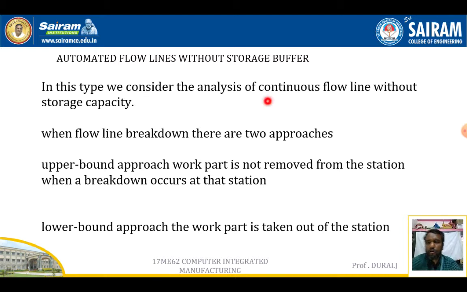Next come automated flow lines without buffer storage. Here two approaches are considered, the upper bound approach and the lower bound approach. Here the flow line itself acts as a buffer storage. In the upper bound approach, if a failure occurs in some of the workstations, we can remove the components from the flow line and make the repair. That is called the upper bound approach. In that time the remaining workstations continue working.